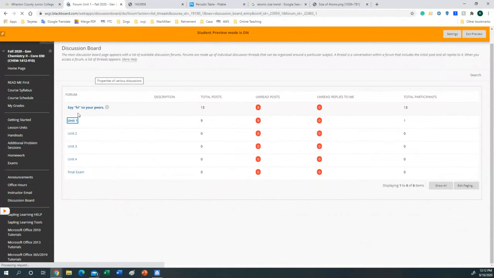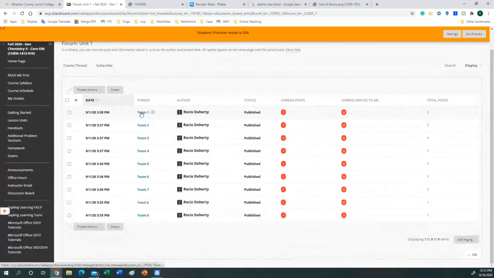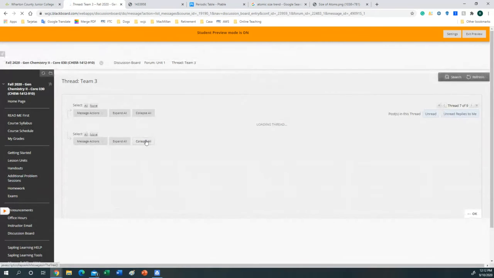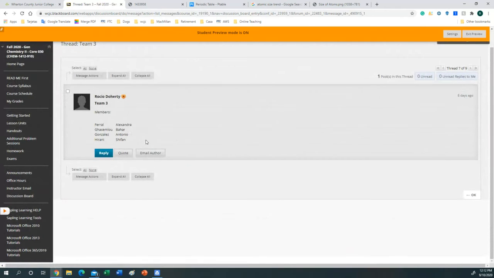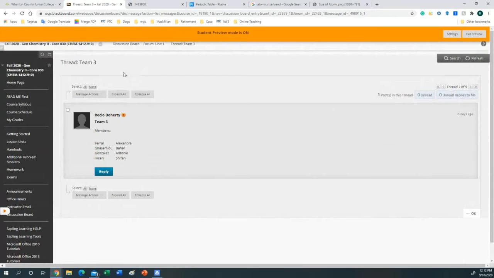In Unit 1, I already created a thread for each team, okay? So let's say you are part of Team 3. You come here, and the first time you access your thread, you're going to get a button that says subscribe. You just click on that one, and then you're subscribed. If you are not subscribed to the thread, then you cannot participate. I'm already subscribed, so you don't see that button here.